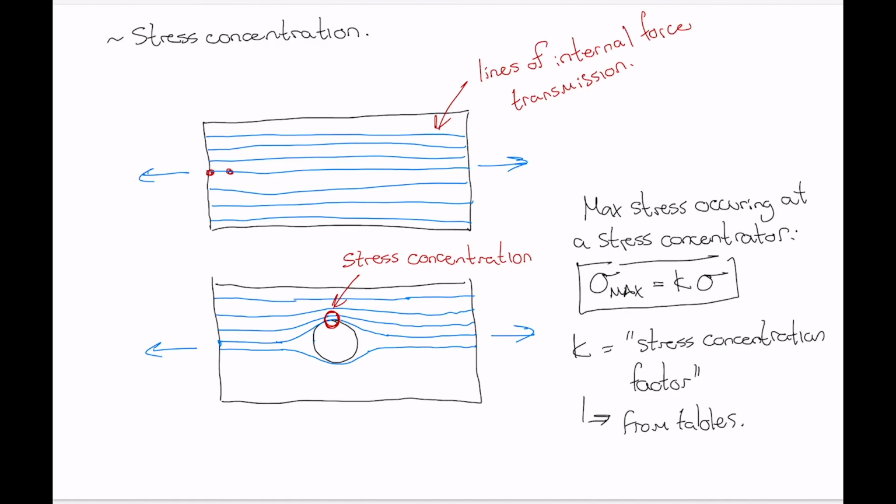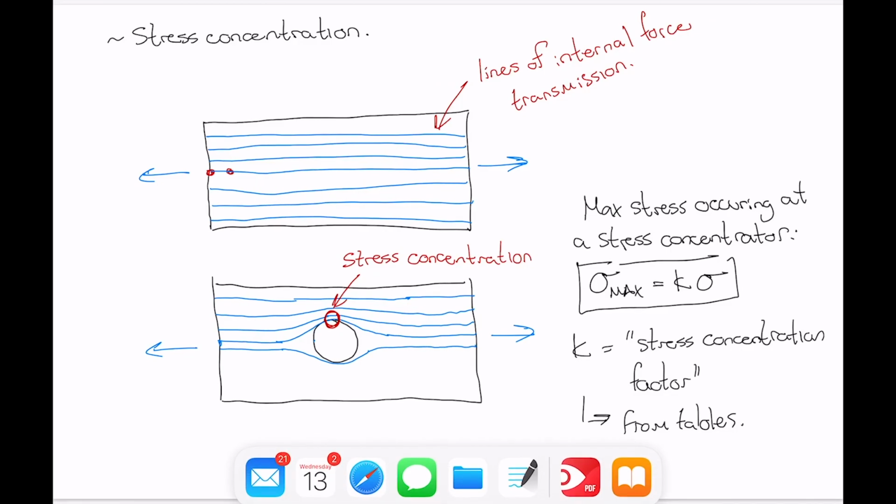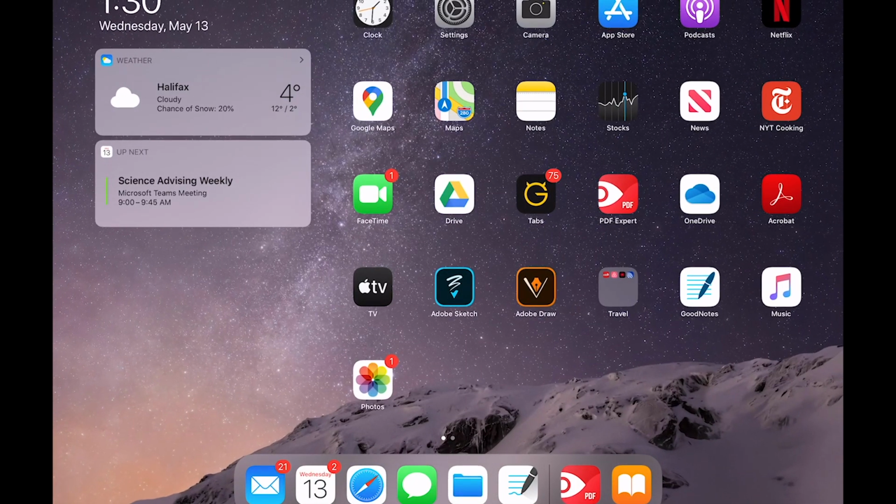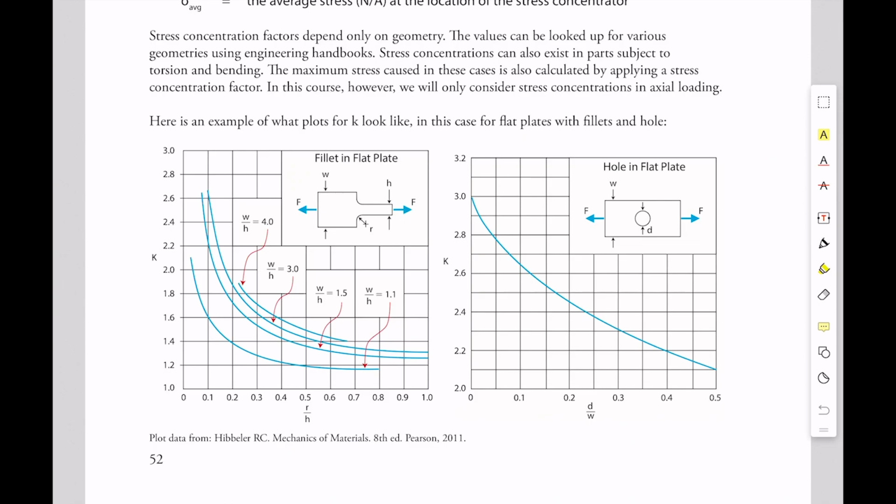So let's just pop over to the textbook for a second and we'll have a look at what those stress concentration tables look like. There we go. Okay, so here are two stress concentration tables from the textbook.